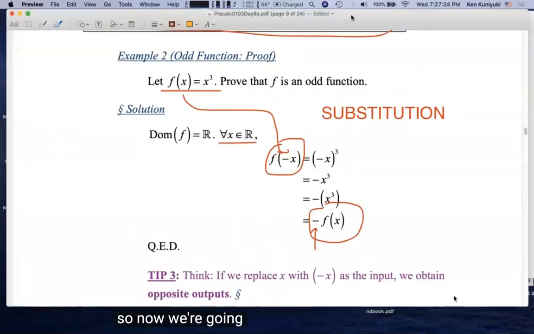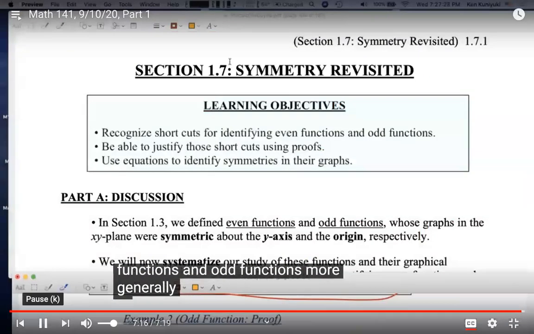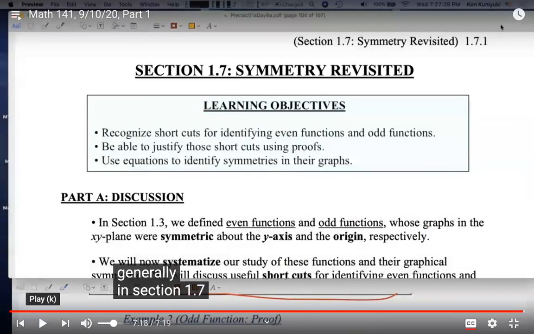So now we're going to talk about even functions and odd functions more generally in section 1.7. Okay, that was a review from 1.3 on even and odd functions. Any questions? Okay, feel free to chat questions. Let's proceed.